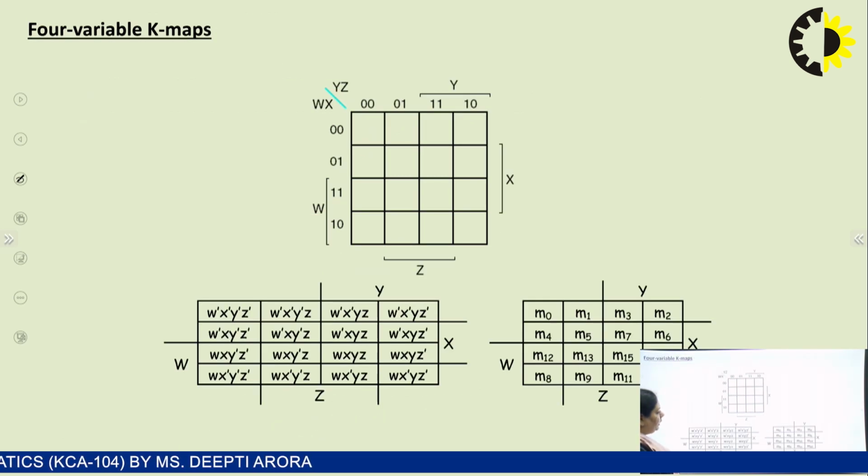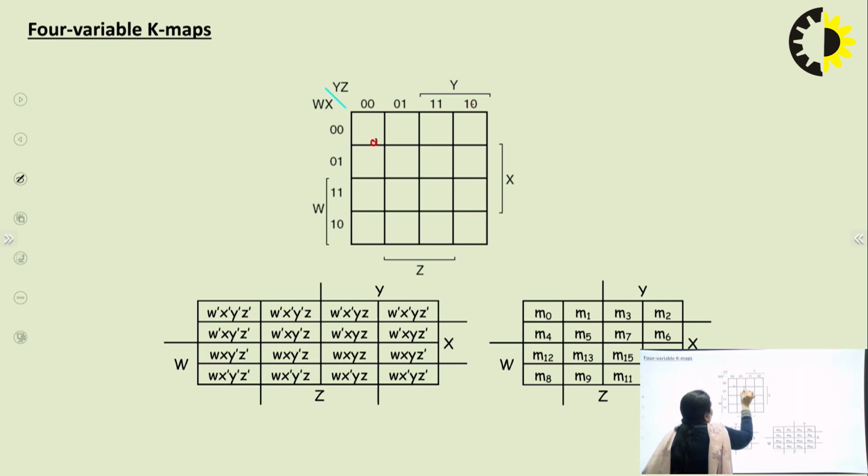See how we can put the min terms here. M0, M1, M2, M3. Because this one is M2. So 0, 1, 2, 3. Then 4, 5, 7, 6. Now from starting this, because here it is 1, 1 and here it is 1, 0, we have to start from the bottom. 8, 9, 10, 11, 12, 13, 14, and this one is 15.